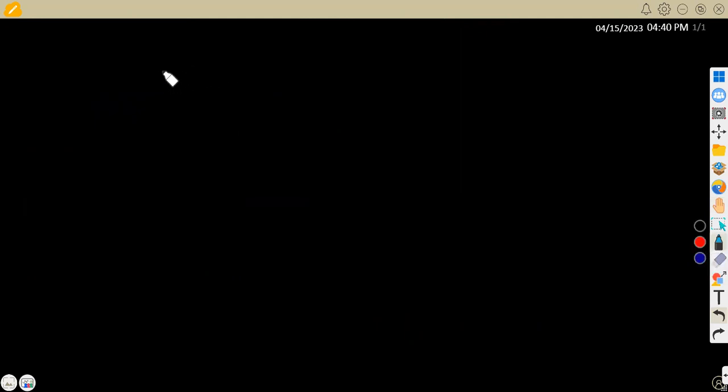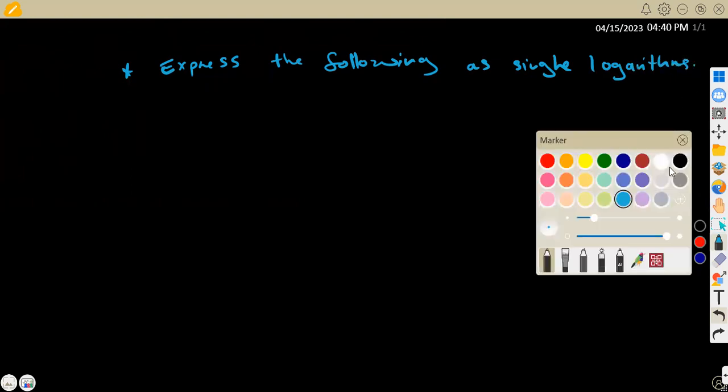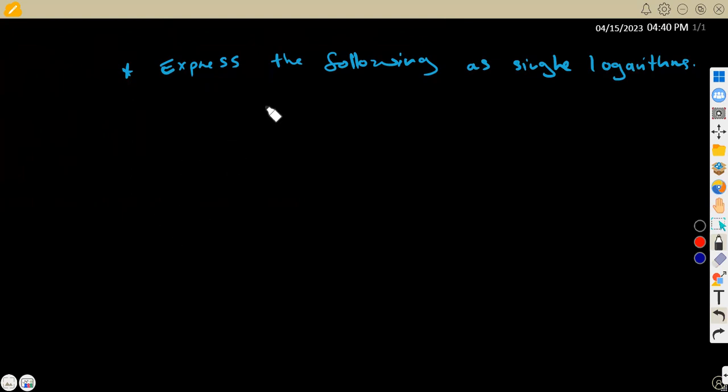So the question is going to be: express the following as single logarithms. Some of the important parts I shall be explaining as we are moving on. There's no need to rush. We've got our time together. So I shall explain a lot of things that you need to understand from past exam papers. So for now, let's have the basic part of how to simplify.